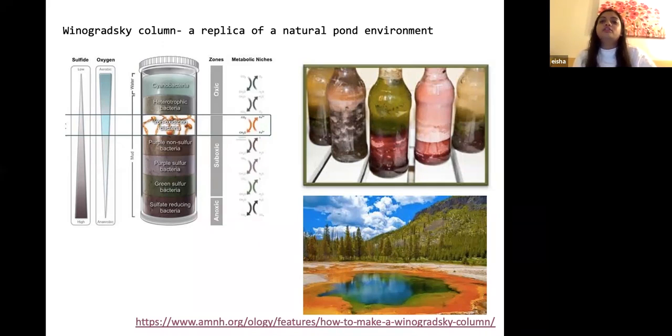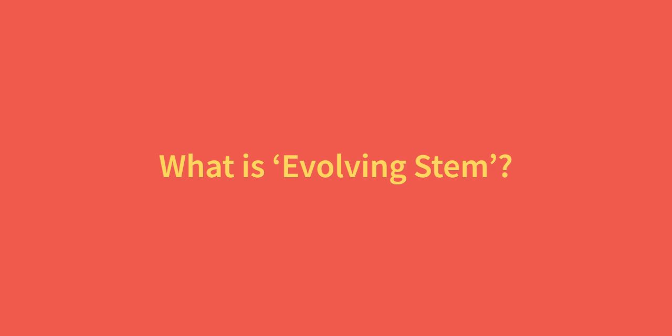So this is a Winogradsky column if you want to know what happens and how microbes grow. And these colors are formed because of microbes. You have purple sulfur bacteria, you have green sulfur bacteria, you have cyanobacteria that make all these colors and layers in this Winogradsky column.